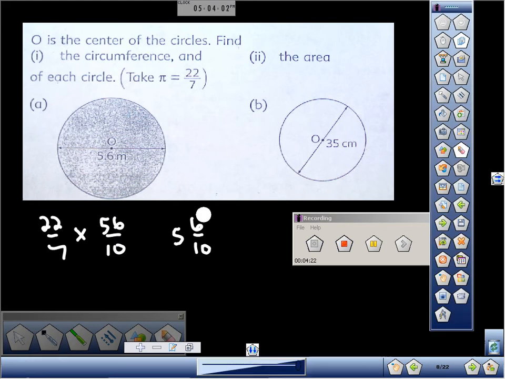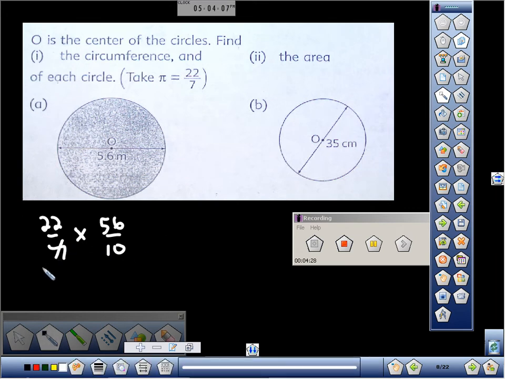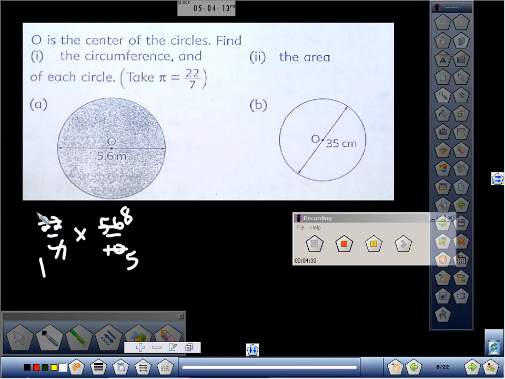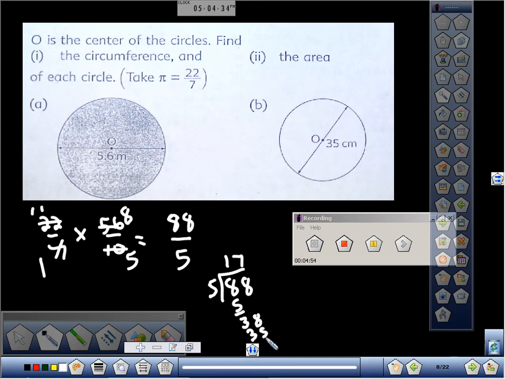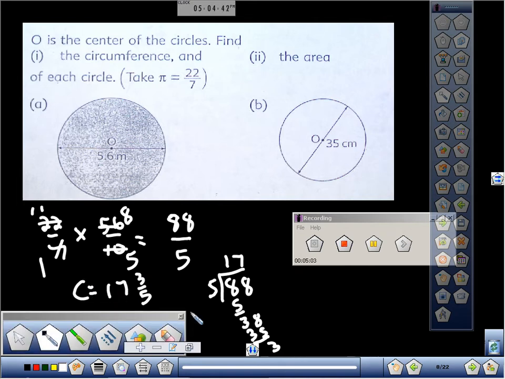Now we can cross cancel here. 7 goes into 7 once. 7 goes into 56 8 times. 2 goes into 10 5 times. 2 goes into 22 11 times. 11 times 8 is 88. 1 times 5 is 5. I know those are some ugly 8s. So then we divide 5 into 88. 5 goes into 8 once. That's 5. That's 38. 7 times 5 is 35. 8 minus 5 is 3. So really our answer is 17 and 3/5. That's for the circumference.